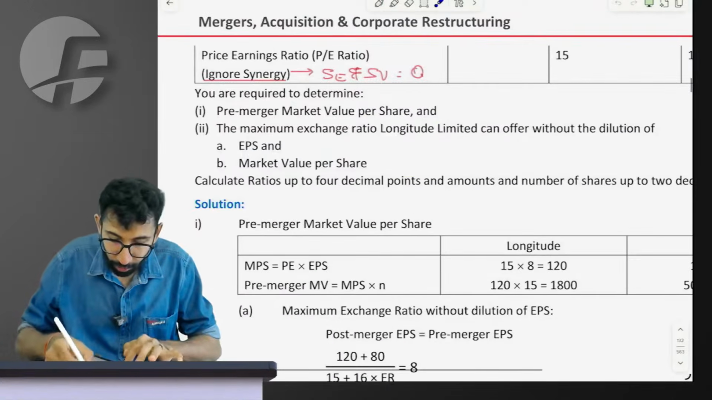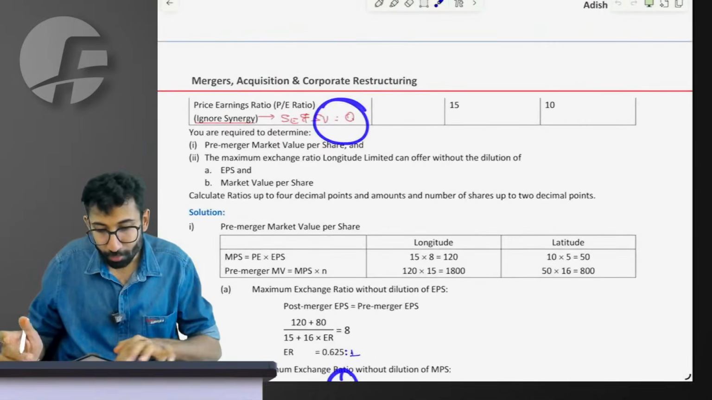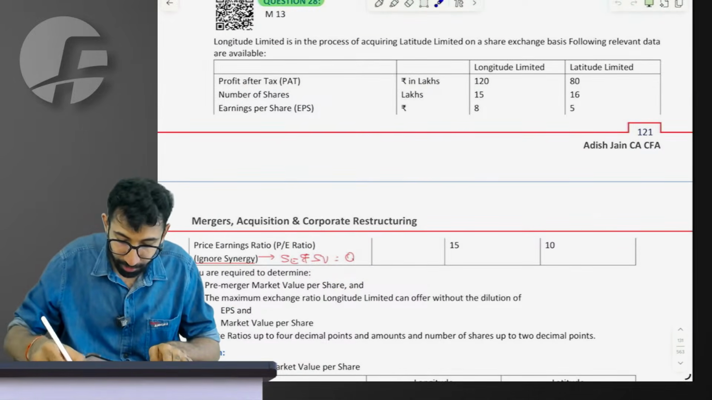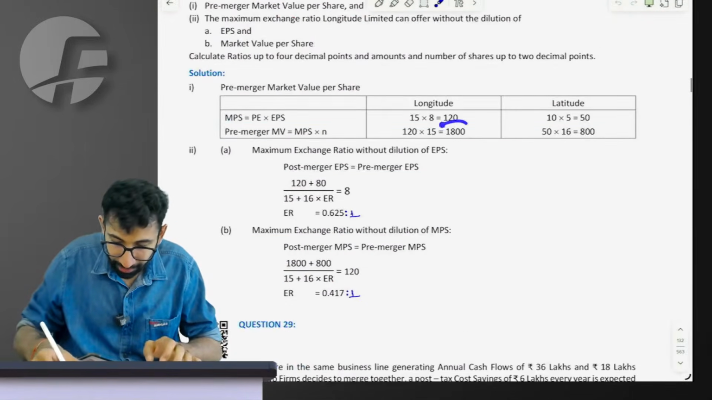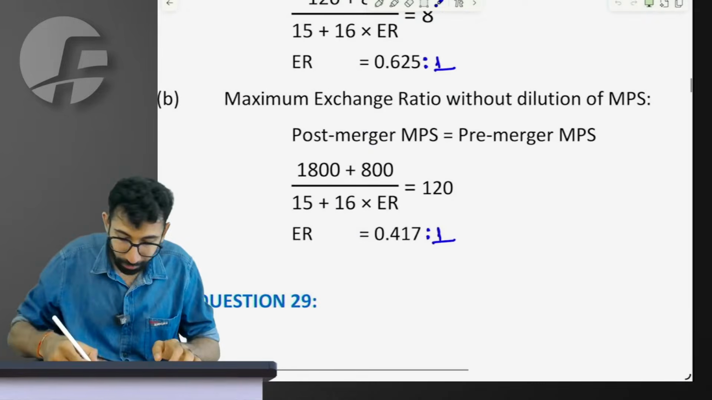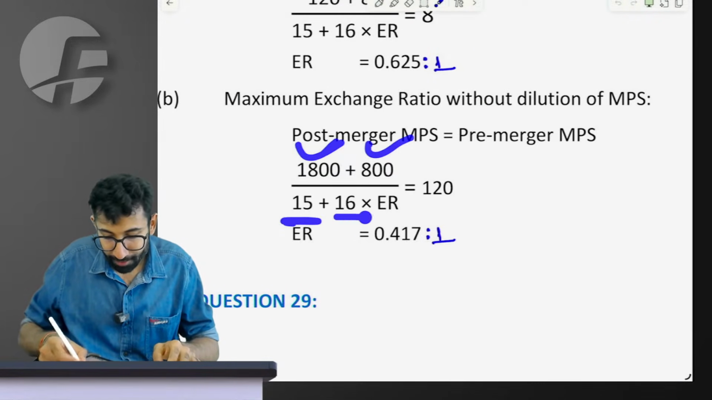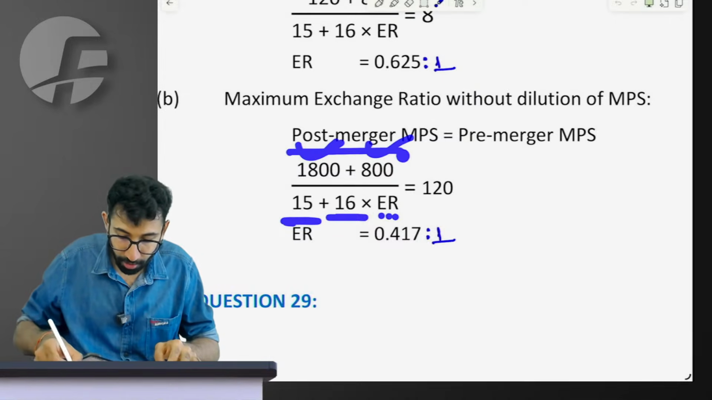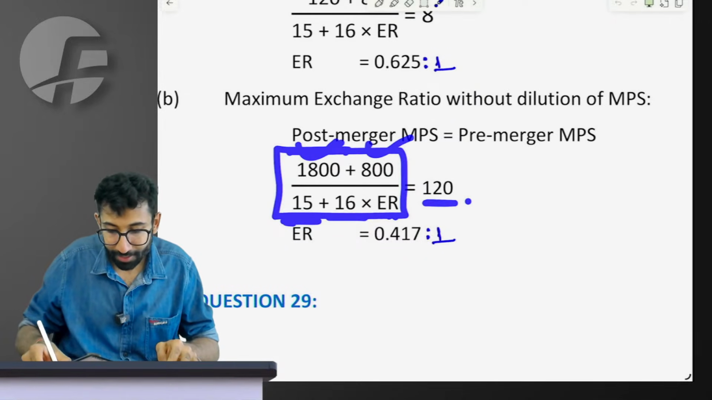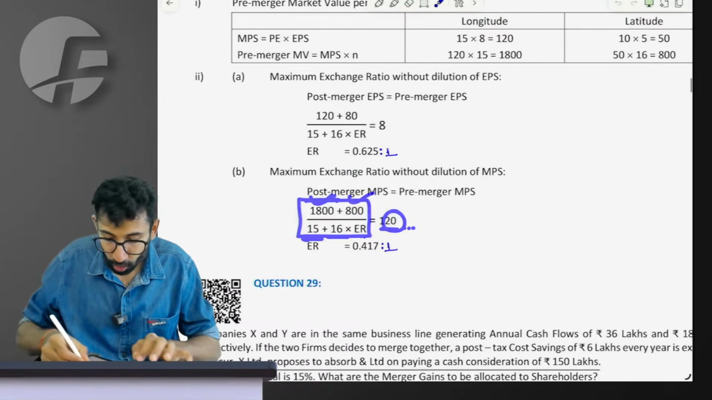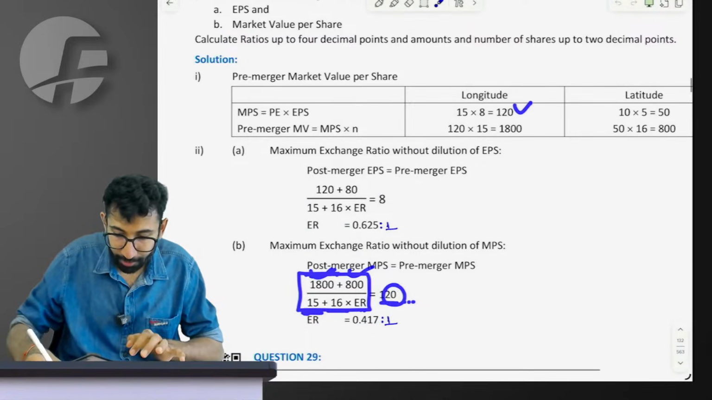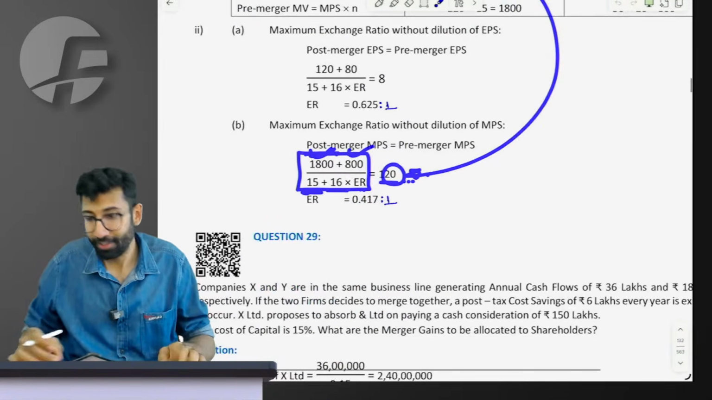Sir, synergy in value is given as 0, so it is value based. So my value plus your value. My value is how much? Sir, my value 1800, your value 800. So my value plus your value divided by my shares plus your shares. I'll give you such an exchange ratio that this post-merger market value is at least equal to pre-merger. This post-merger MPS is at least equal to the pre-merger MPS of 120 that you have already calculated.